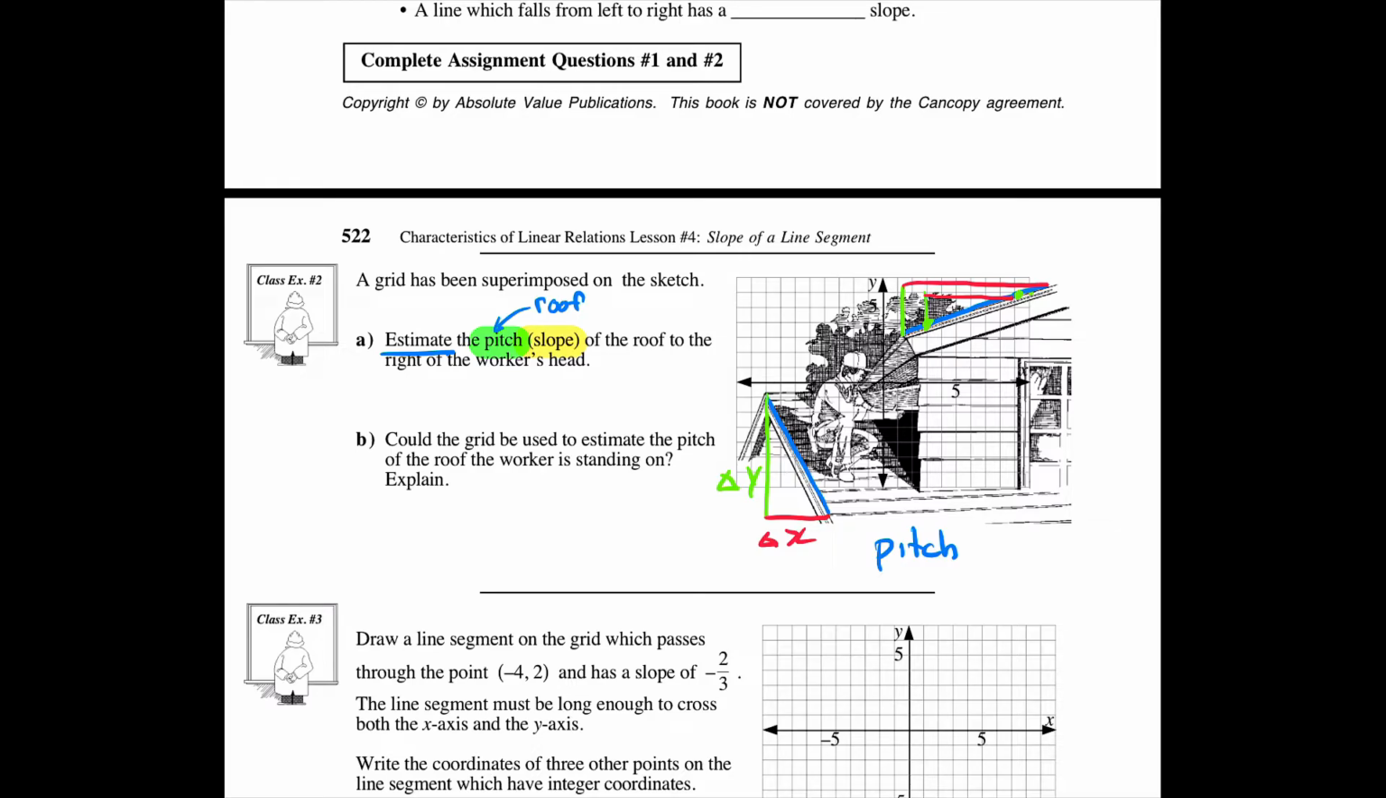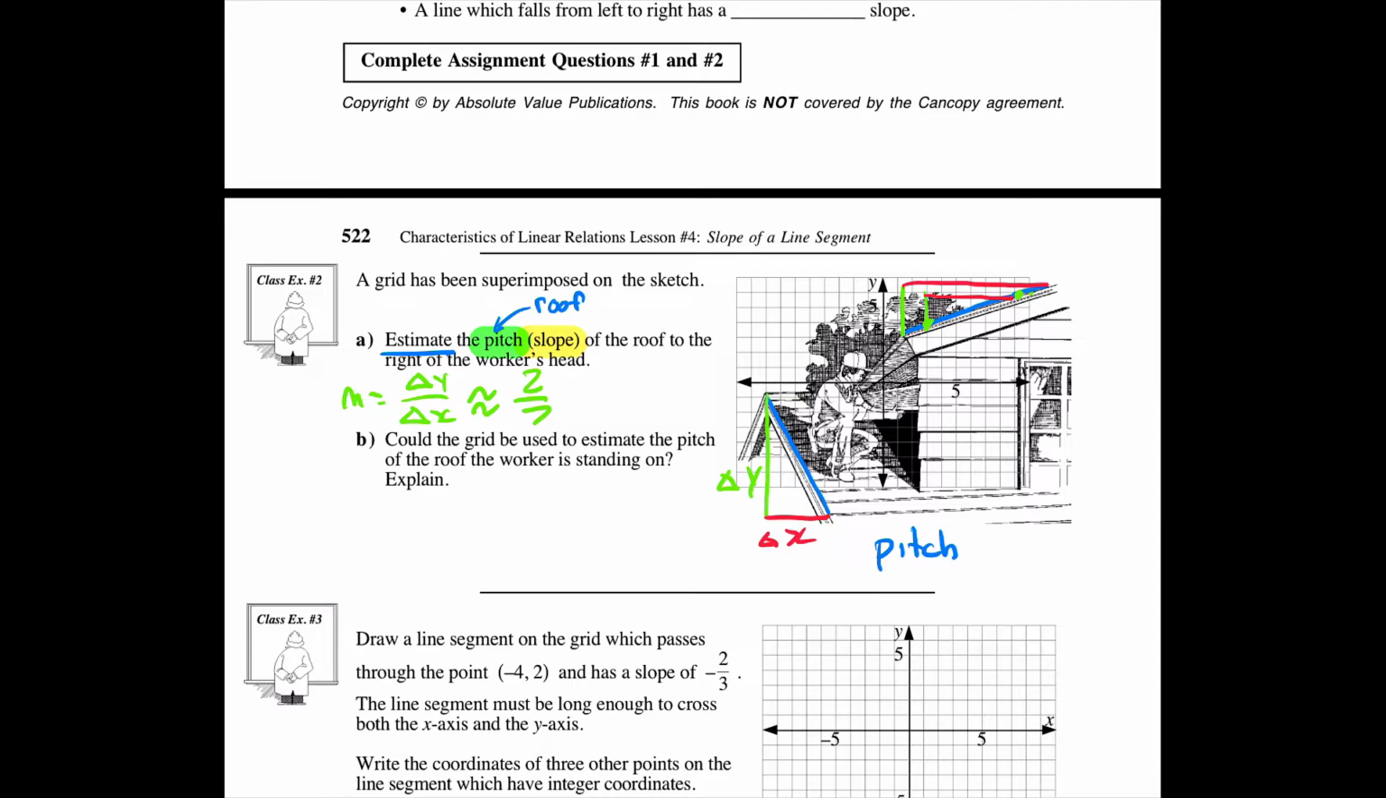So if I'm looking at the change in y over the change in x, that being our slope, in this case I would say it's around 2 over 7. So rather than saying it equals, I'd probably replace that with approximately 2 over 7.